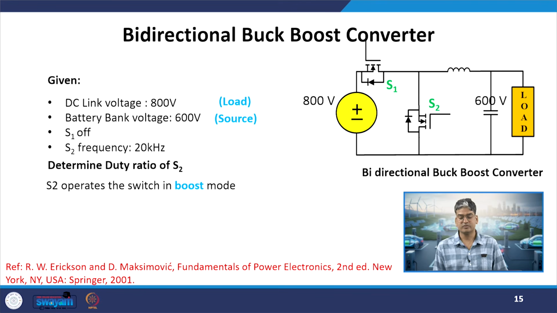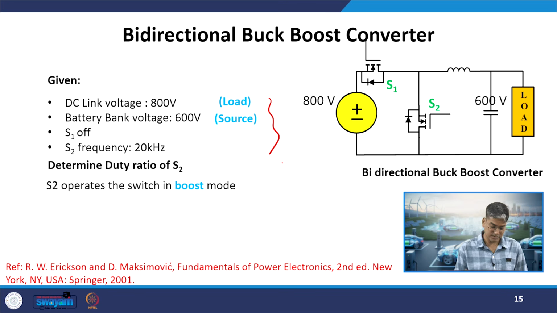Now suppose I want to operate it in the boost mode. Okay, the same set of values. If you see, the values are the same, the only thing we have changed is the mode of operation. Now switch 1 is permanently off and switch 2 is operated at 20 kilohertz. In the previous case, switch 2 was permanently off and switch 1 was operated at 20 kilohertz. Now in this case we have flipped the operation.